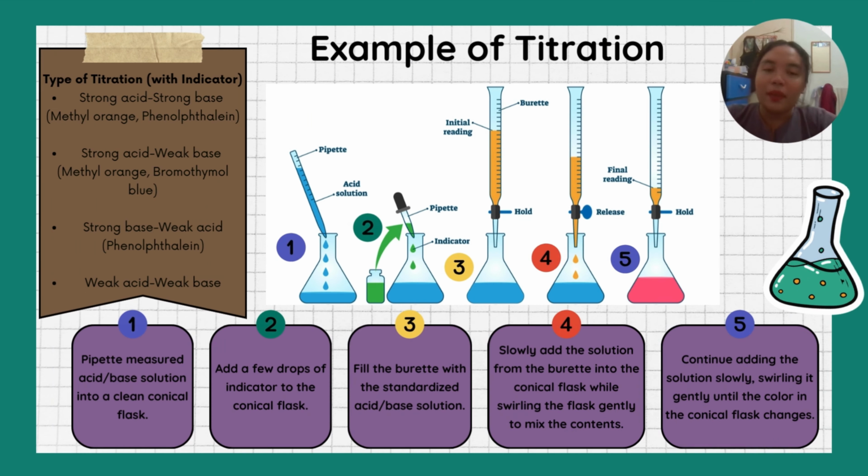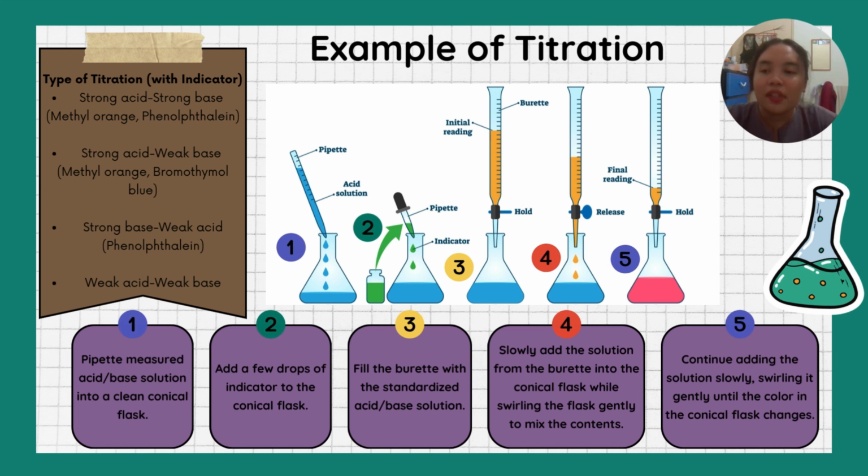What are examples of titration? There are many types of titration, each with its own indicator that can be used. For example, strong acid to strong base, whose indicators are methyl orange and phenolphthalein. Next is strong acid to weak base, whose indicators are methyl orange and bromothymol blue. And then strong base to weak acid, whose indicator is phenolphthalein. Lastly, weak acid to weak base with no indicator.